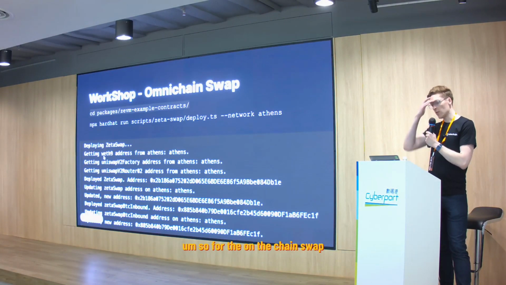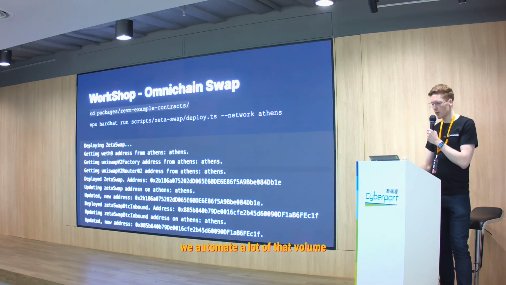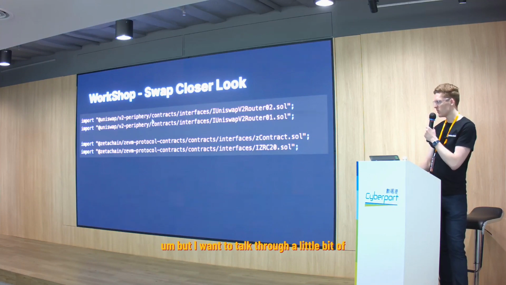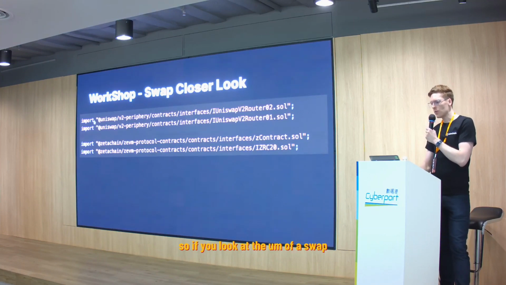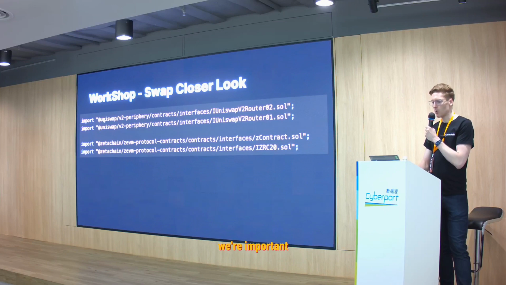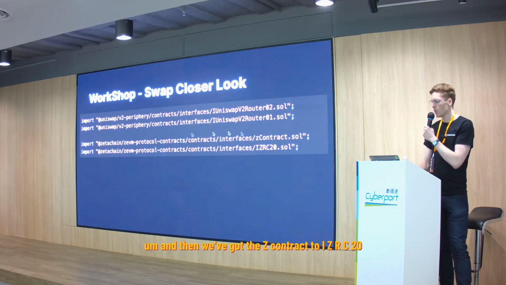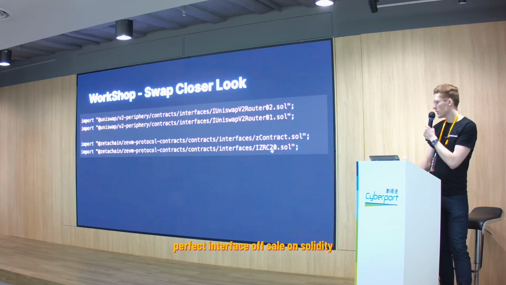So for the on-chain swap, really it's deployed. All you do is run a command. We automate a lot of that for you. But I want to talk through a little bit of just how it functions. So if you look in the swap Solidity file, that's going to be in the repo I shared, you'll see at the top we're importing just the regular Uniswap v2 contracts. We're actually doing nothing special there as far as the interface goes. And then we've got the Z contract and IZRC20 Solidity interface, obviously in Solidity. And this is kind of the magic that helps make this work.